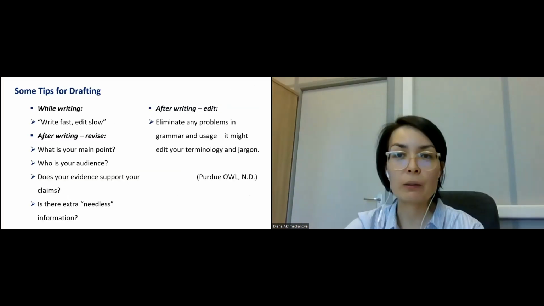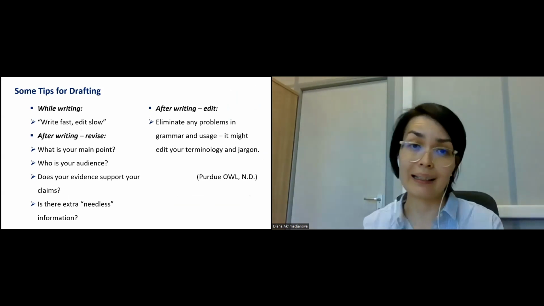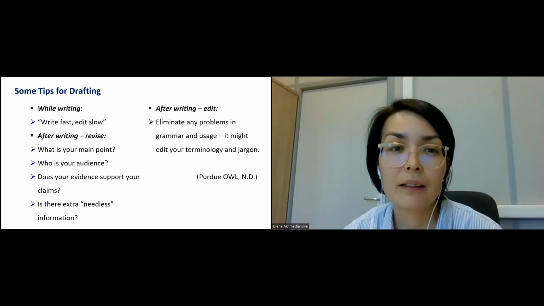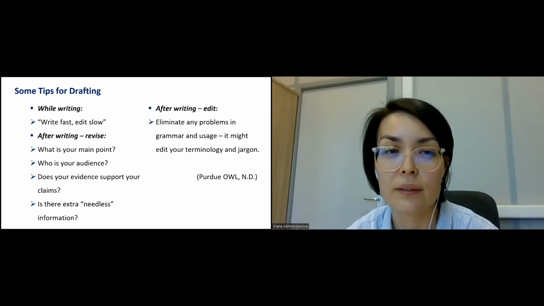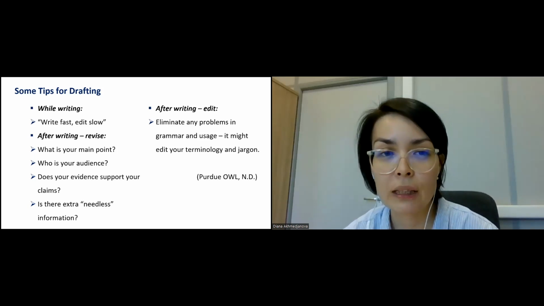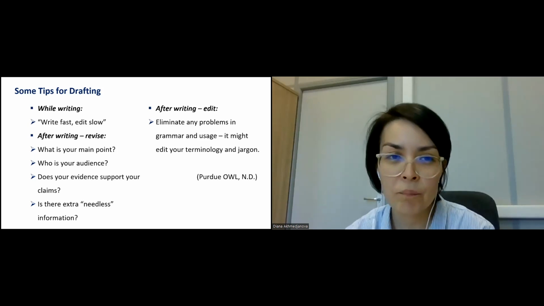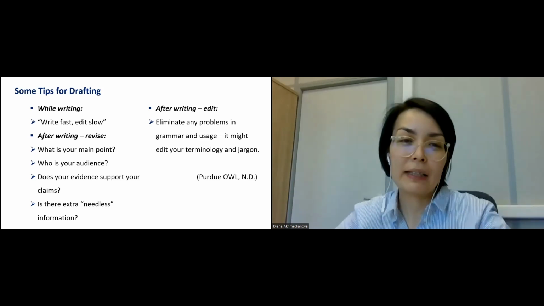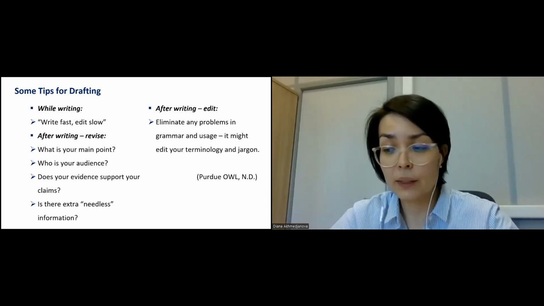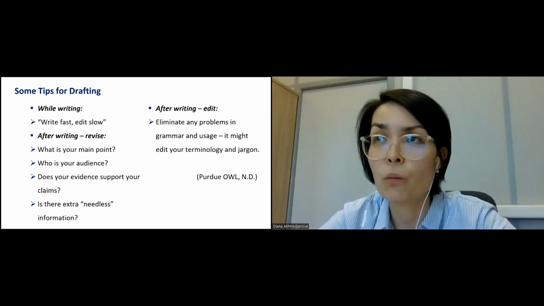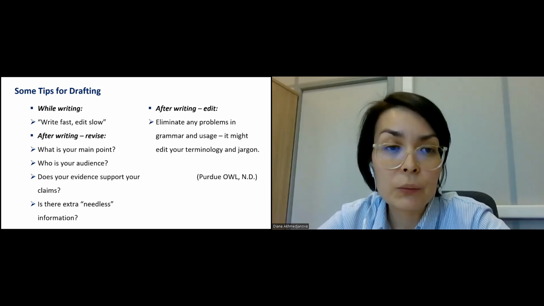Again, just some tips to remind you of what we need to do when we write academic texts. While writing, use the quote that was cited very often by one of my mentors: write fast, edit slow. And it kind of makes sense, right? Once you draft, you can do it on your own in your Word document, or sometimes use help from all these tools.